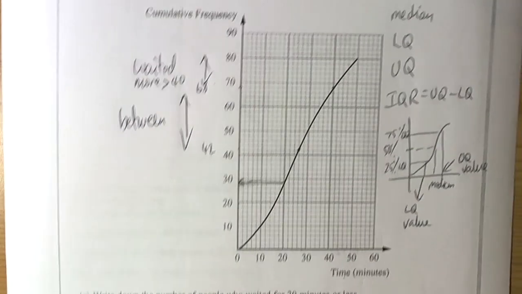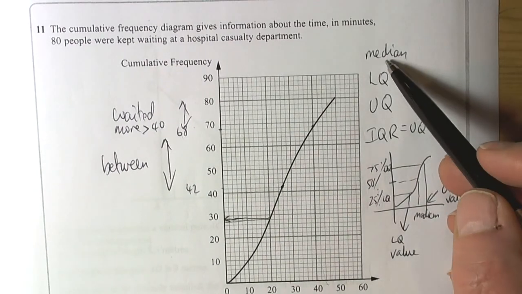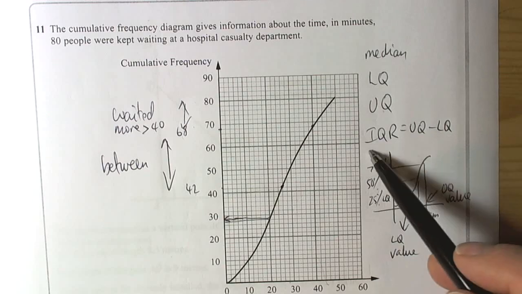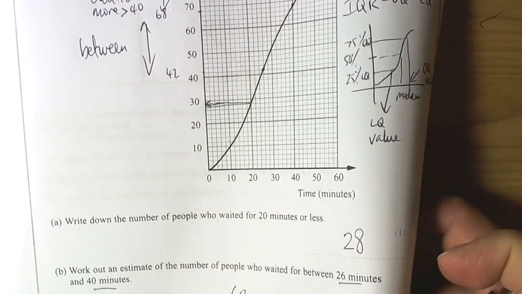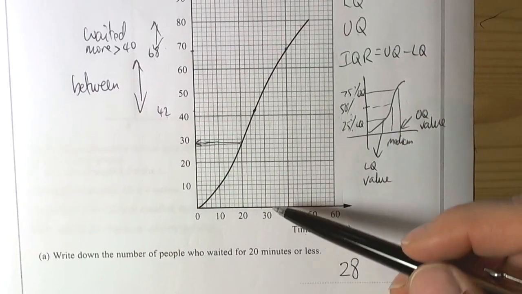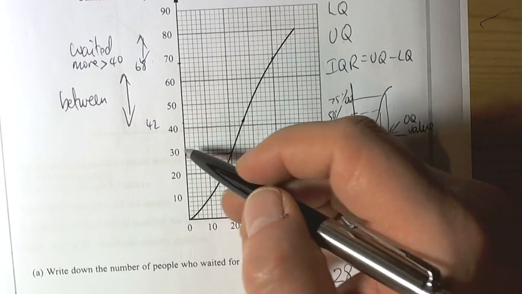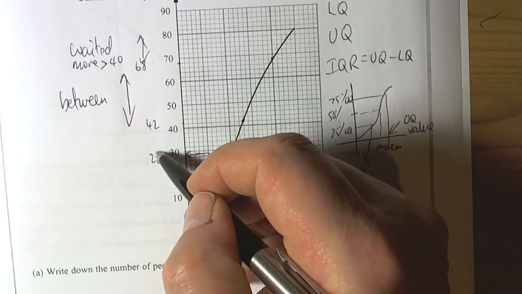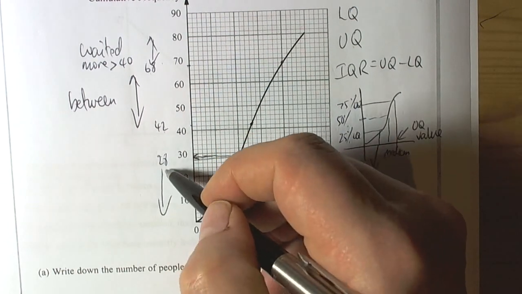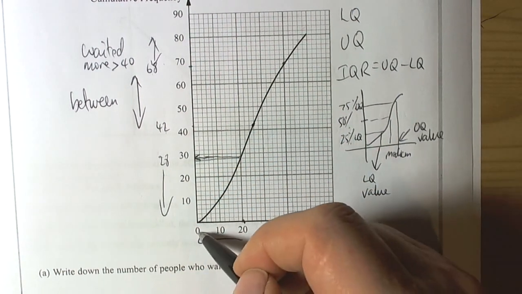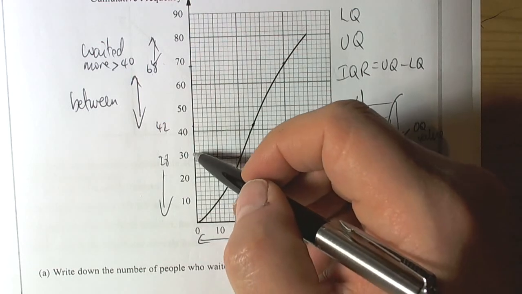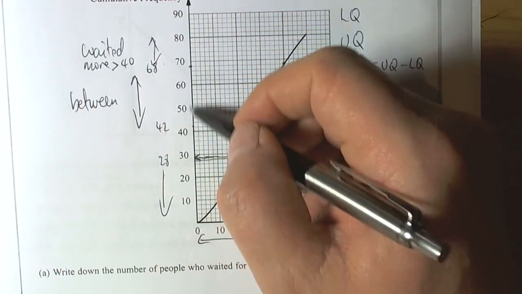Okay, so cumulative frequency graphs, remember, you should be able to work out the median, the lower quartile, the upper quartile, the interquartile range, or, as this question wanted, to actually interpret them by recognising that if we go, for example, here, then this meant that 28 people waited 20 minutes or less, and anything above there waited more than 20 minutes.